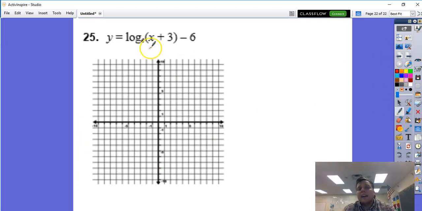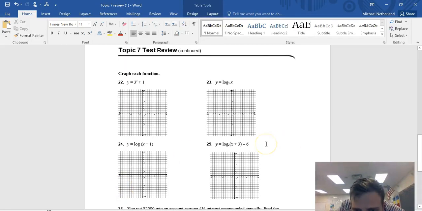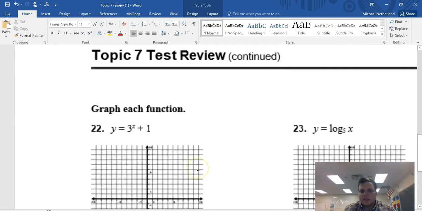Let's move on to problem 25. Problem 25 has two transformations. So first off, this is log base what looks to be 6. Hold on, let me double check this. No, I'm sorry. That looks like it's a base e. I don't know why we wrote log. We definitely should have put ln. If that is base e, we most definitely should have put ln. That is a mistake on our part.